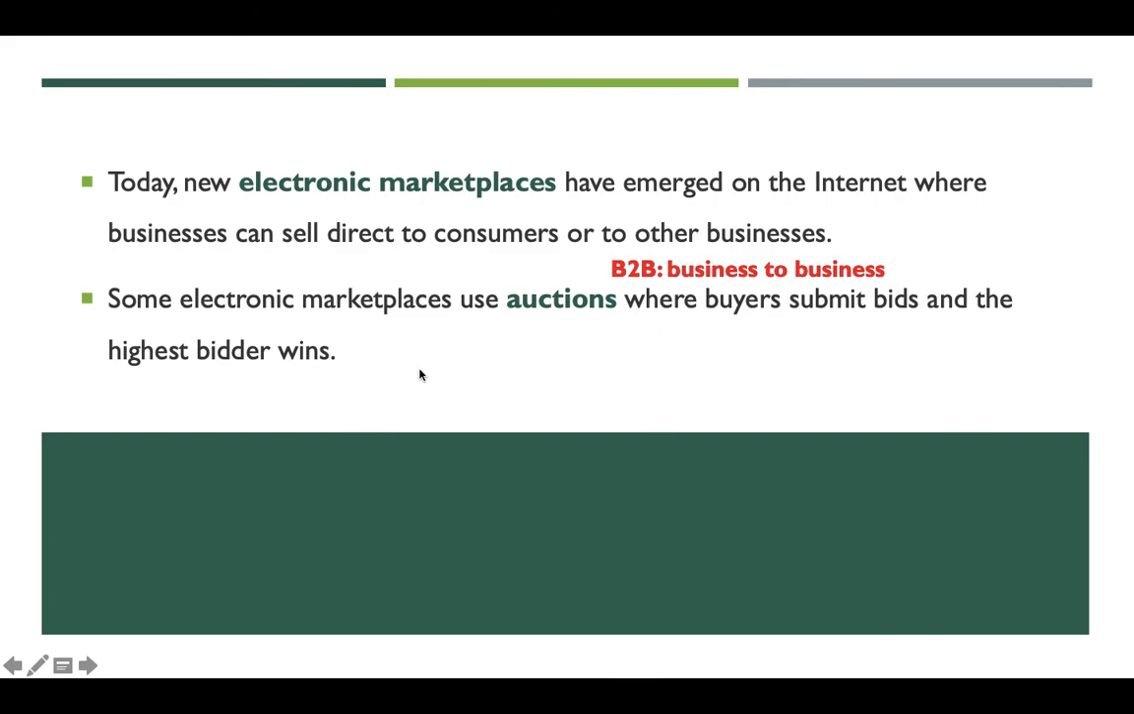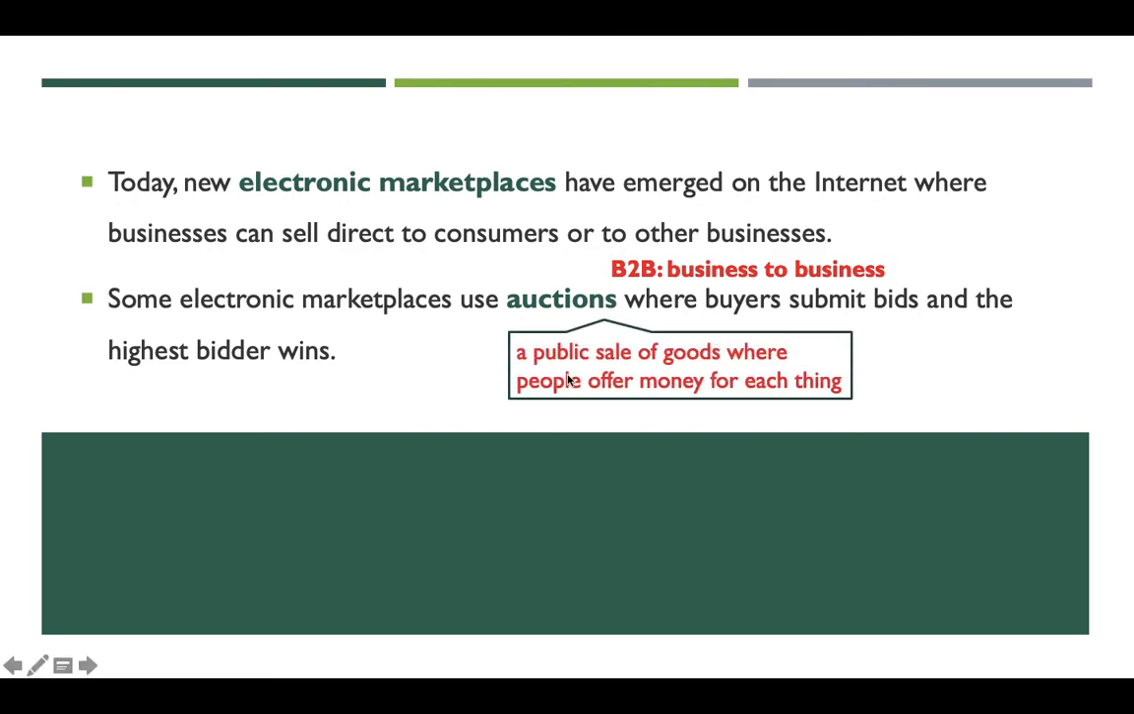The second sentence: some electronic marketplaces use auctions where buyers submit bids and the highest bidder wins. So what is an auction? It is a situation where there are buyers and they might tell people how much they are willing to pay for something. So an auction is a public sale of goods where people offer money for each item. And bids are offers of money.